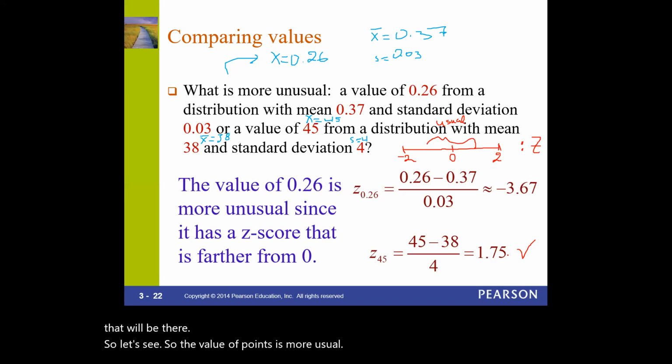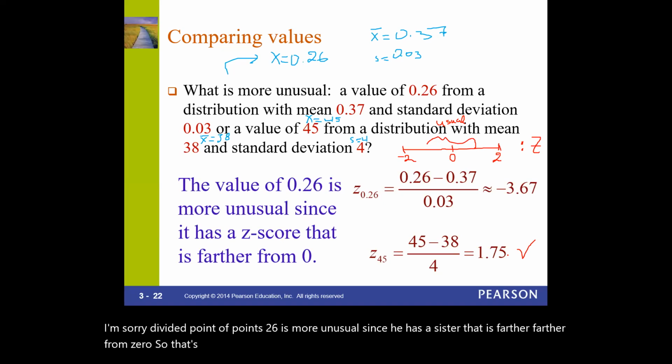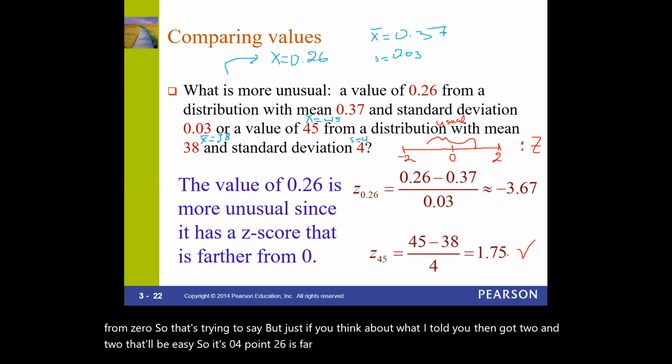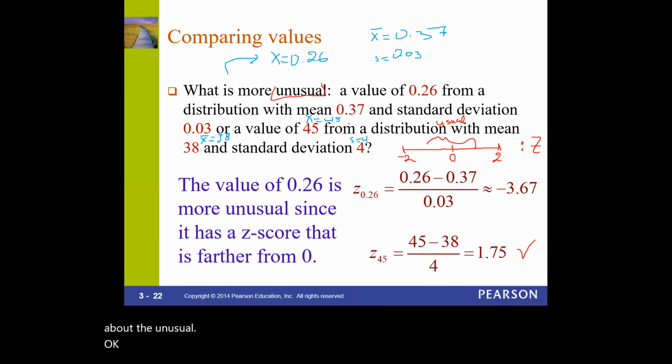So the value of 0.26 is more unusual since it has a z-score that is farther from 0. If you think about what I told you, negative 2 and 2, that will be easy. So 0.26 is far away from that range. Therefore, that will be unusual. The one that is usual will be 45. The question was asking about the unusual, so more unusual will be 0.26.